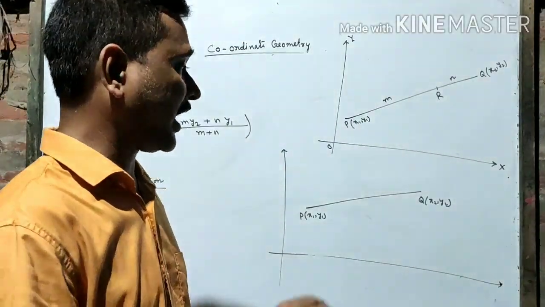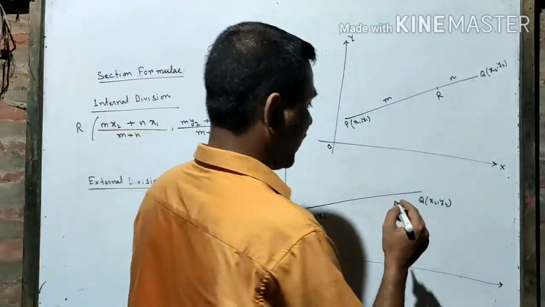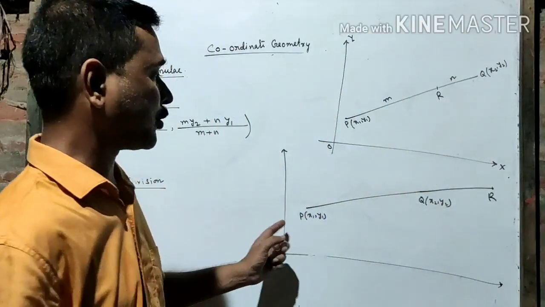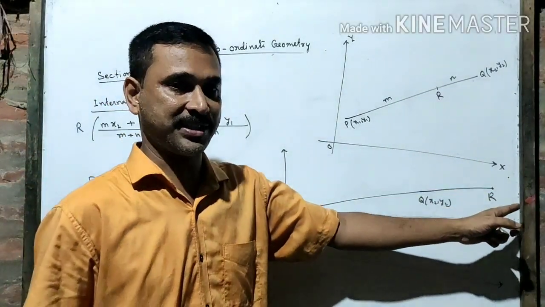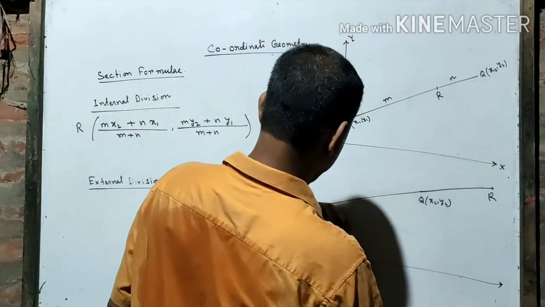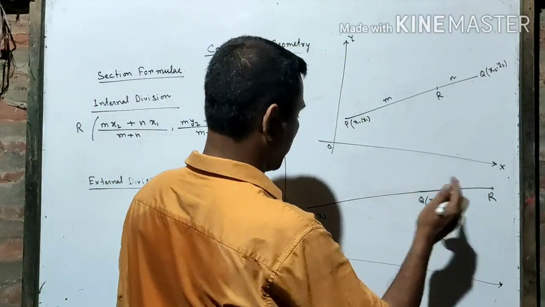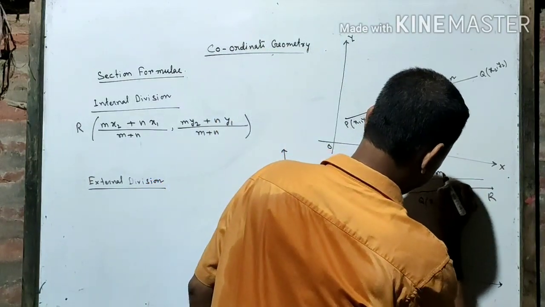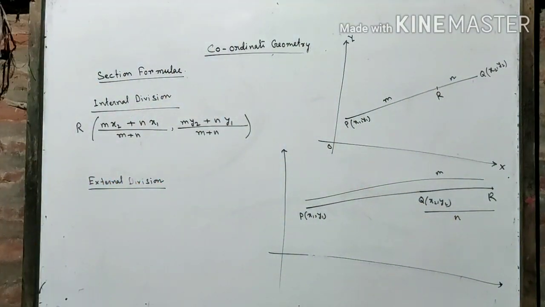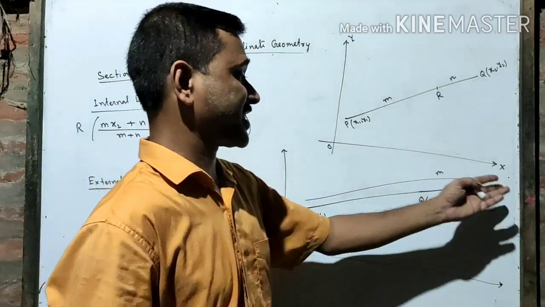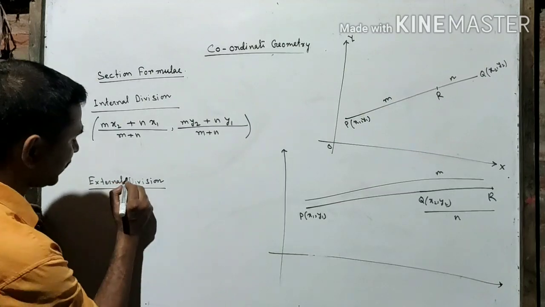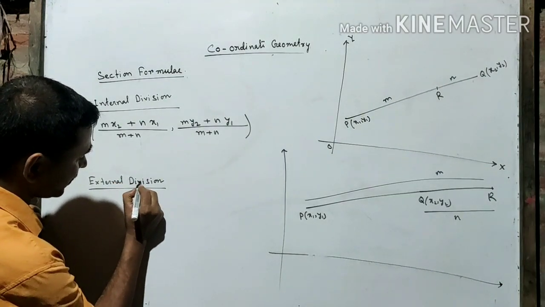If a point R divides the line PQ, where R lies outside the line segment PQ, it may be on this side or on that side, then the division is known as external division. And in this case also, R divides PQ in a ratio m:n, meaning if the length PR is m and QR is n, then the ratio is m:n. So R divides PQ externally in a ratio m:n. In that case, by the external division formula, we can find the coordinates of R.